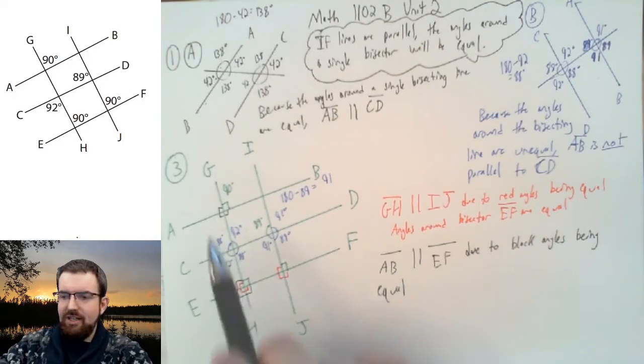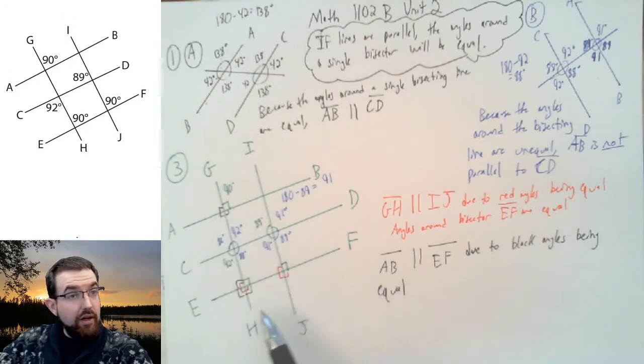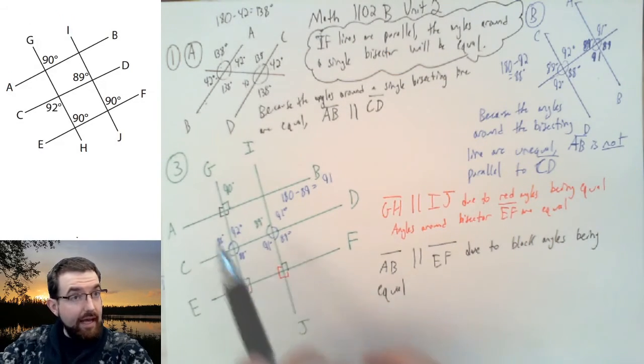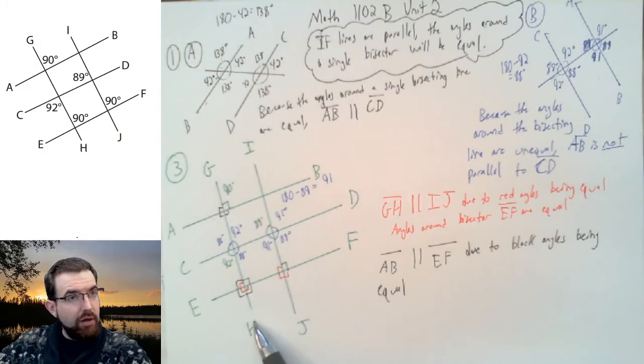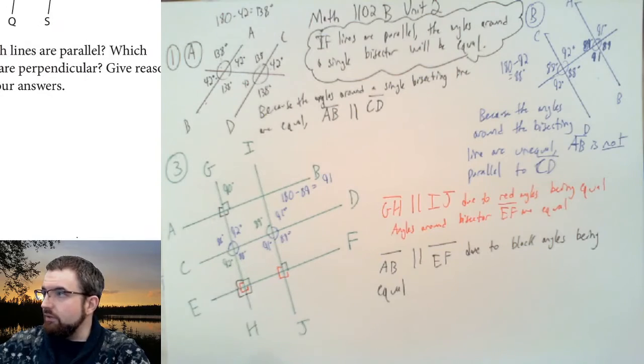Because if all these angles are the same, and all of these angles are the same, then there's one line coming through here. Then these two, AB and EF, have to be parallel with each other. Yeah, this one does need to be parallel with this one because all the angles around here are equal to all the angles around here, and this is just the same line cutting through both. And I'm not entirely sure how this can happen in a real space.